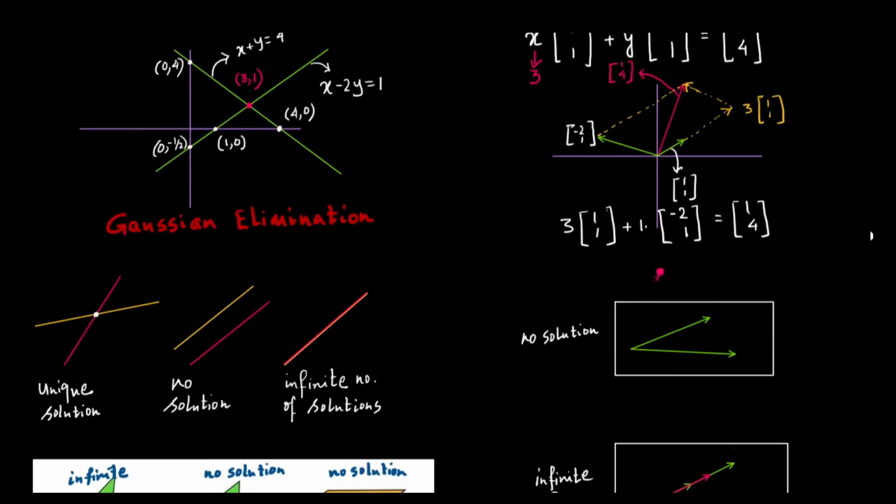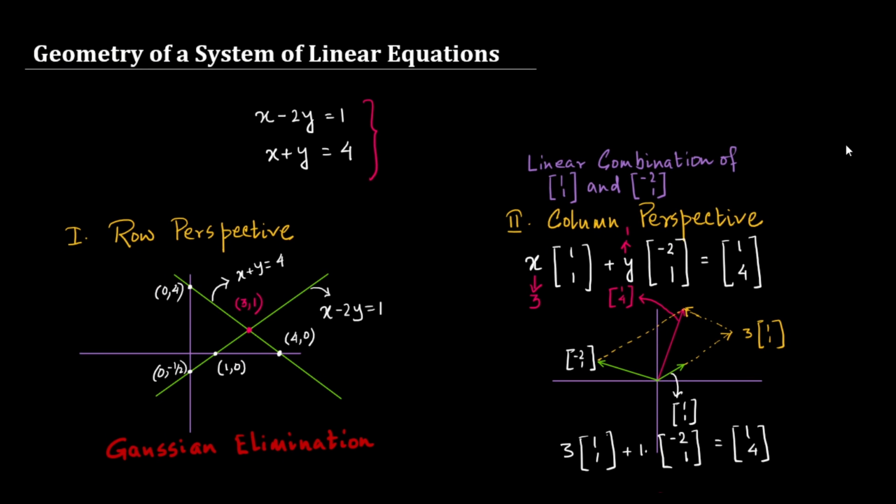Now, a system of linear simultaneous equations can be represented as a matrix equation also, as you can understand that this particular system of linear simultaneous equation can as well be written as [1 -2; 1 1] into [x; y] is equal to [1; 4].